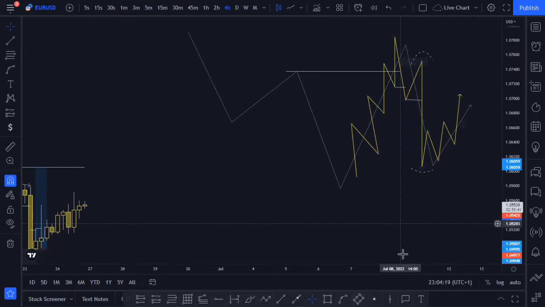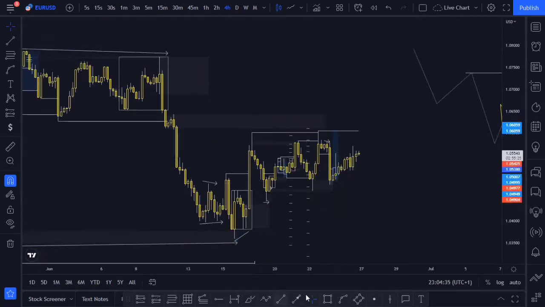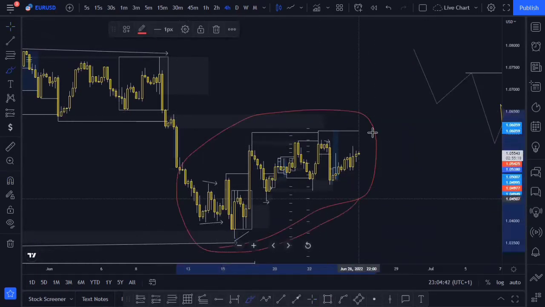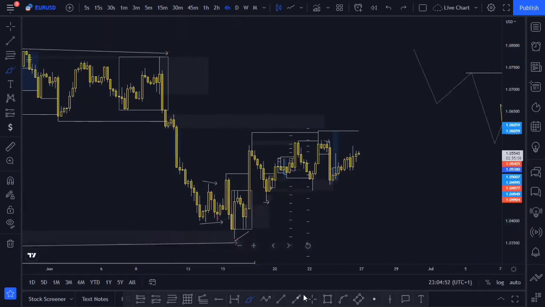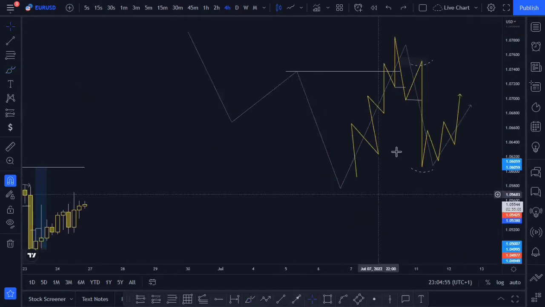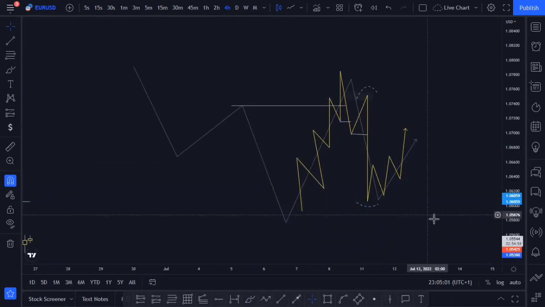Whatever happens within this high and this low is internal to this high and this low. It's just internal structure. What we have here, here, and here is internal structure. The whole of this is just internal structure to this particular leg, which is this high and this low. Now we are trading from this high to this low.